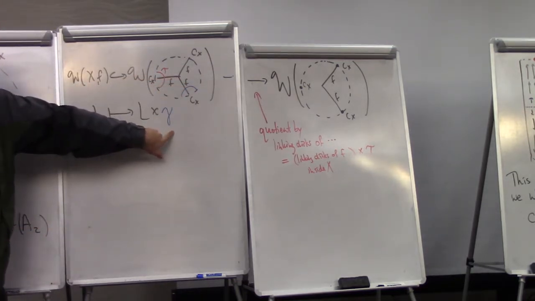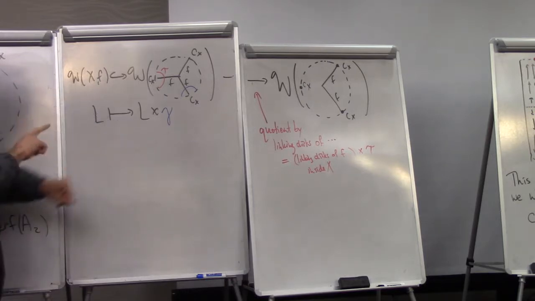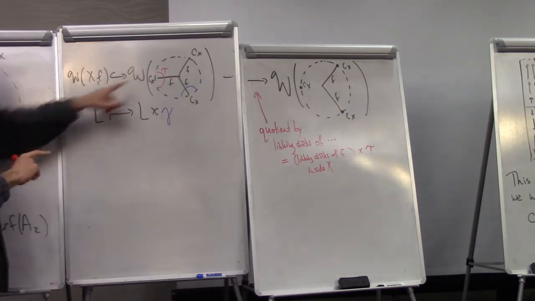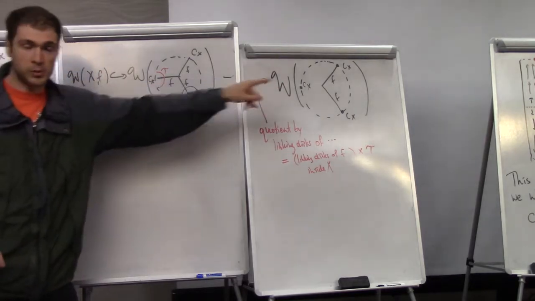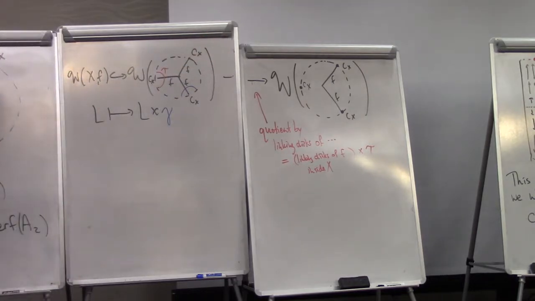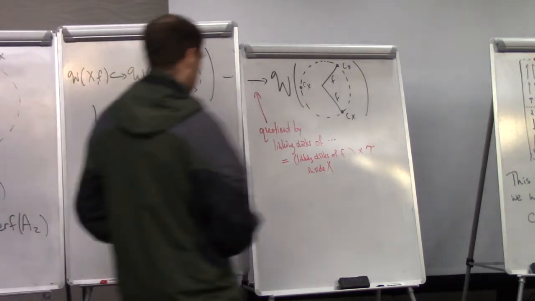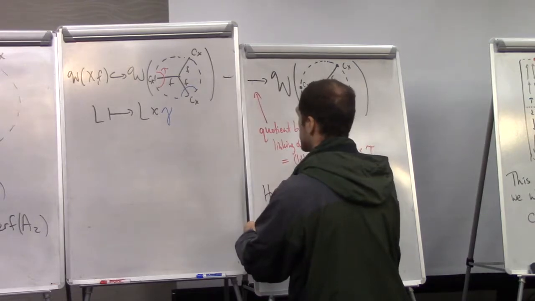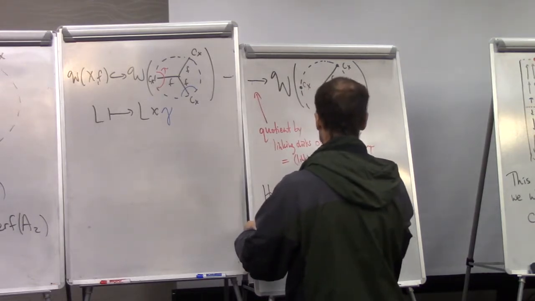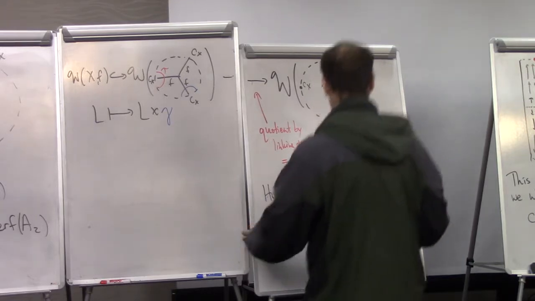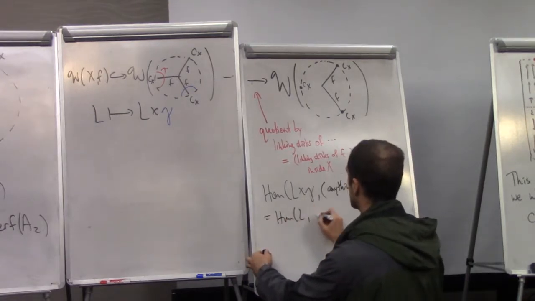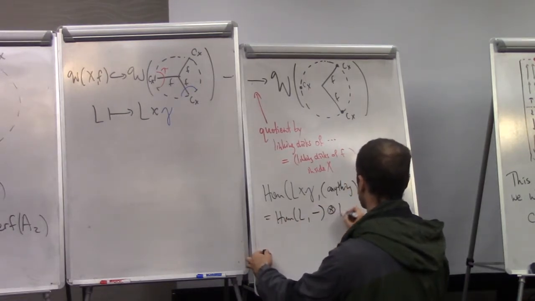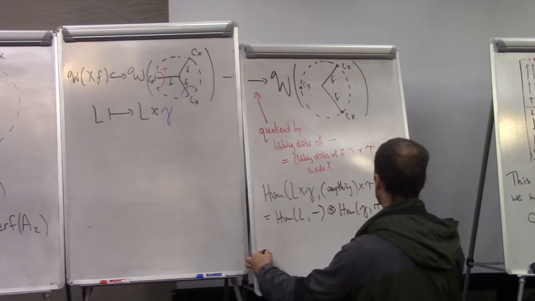These guys are all left orthogonal to these. The image of this is left orthogonal to the things we quotient by, which means the composition is fully faithful. So let me write the Hom from L cross gamma to anything times tau. Künneth tells us that's the Hom from L to this guy tensor Hom from gamma to tau, and this guy is 0.